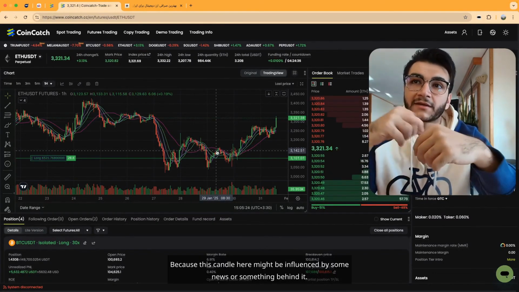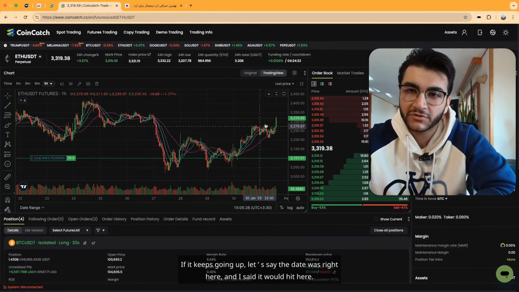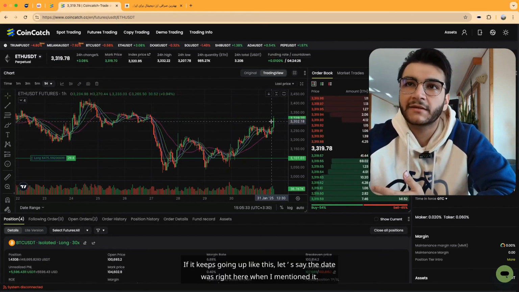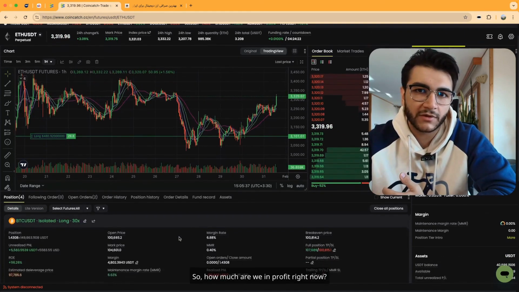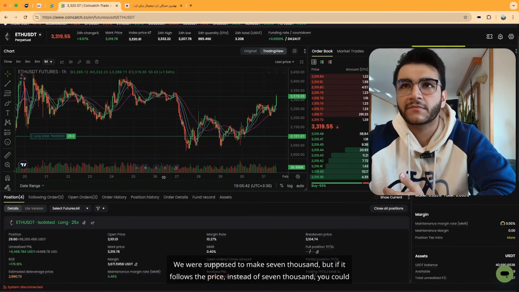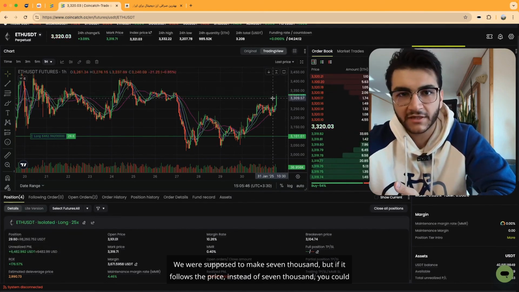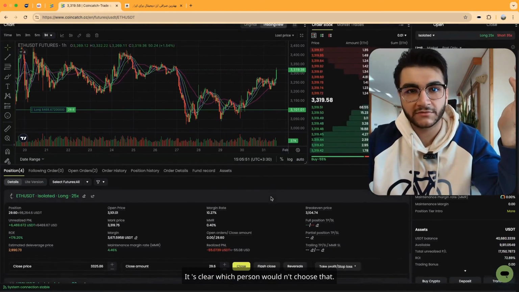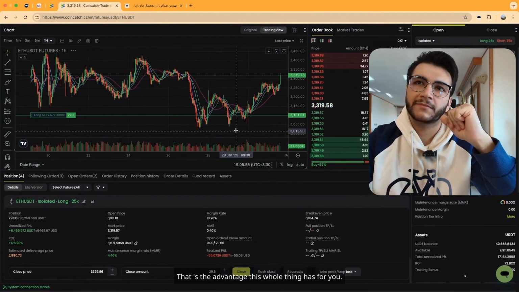Why? Because this candle here might be influenced by some news or something behind it. If it keeps going up, let's say the date was right here when I mentioned it. So how much are we in profit right now? Like 6,400 and something? We were supposed to make 7,000, but if it follows the price, instead of 7,000, you could end up making 10,000. It's clear which person wouldn't choose that. That's the advantage this whole thing has for you.